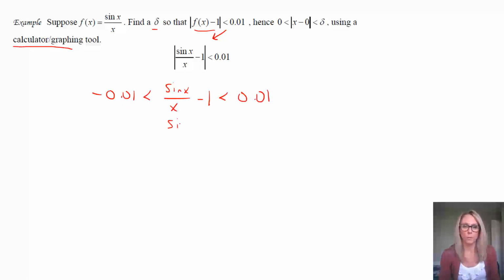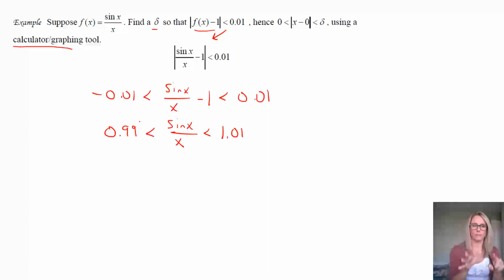So now what we'll do is we will just add 1 to both sides. So what we find when we add 1 to all 3 sides is that we have this. And so the idea here in using a graphing calculator is you have 2 options. So I'll do this one.